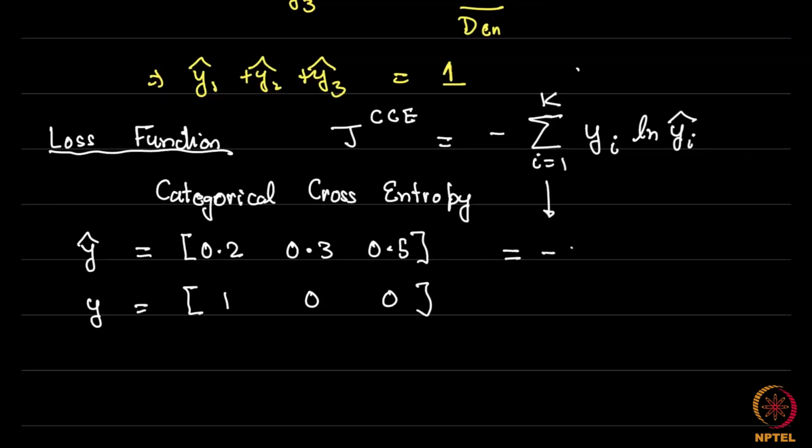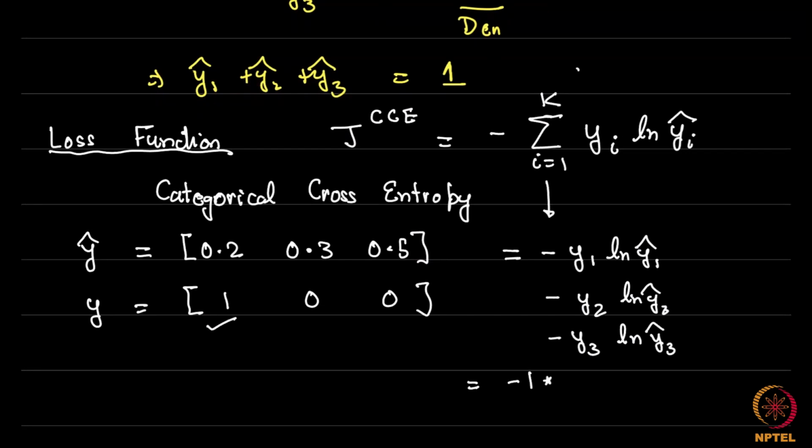Then we would calculate this in the following way. This will be minus y1 times ln y1 hat minus y2 times ln y2 hat minus y3 times ln y3 hat. Now notice y1 is 1, so this one will be minus 1 times ln 0.2. Now minus 0 minus 0. So this is simply minus ln of 0.2. That is the loss function in this case.